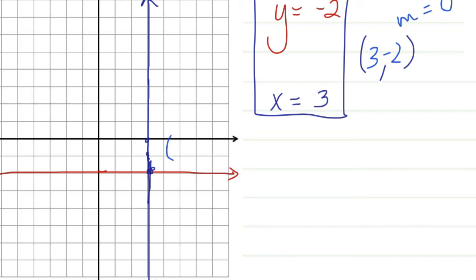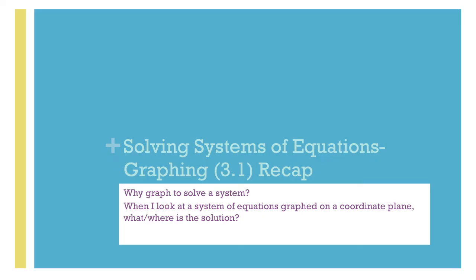So if we know we have a vertical and a horizontal line, every point on the vertical line has a 3 for the x, every point on the horizontal line has a negative 2 as a y, so it's the only place they intersect. Graphing to solve a system can be a really quick check, especially look at that vertical and horizontal one, or if you have a y equals x one. There's shortcuts. I wouldn't do it for every system, but some systems just call out for it. And when I look, what's the solution? It's where the lines intersect.